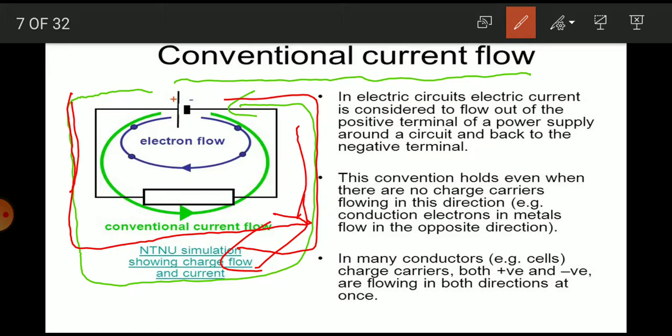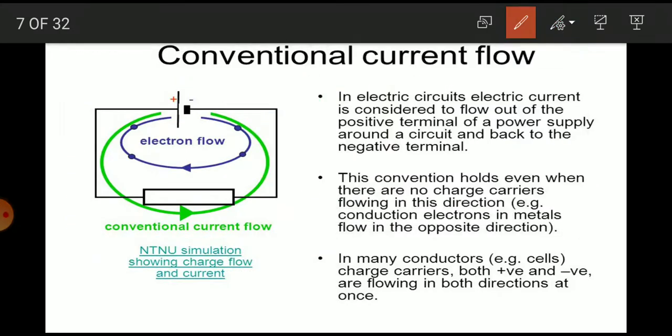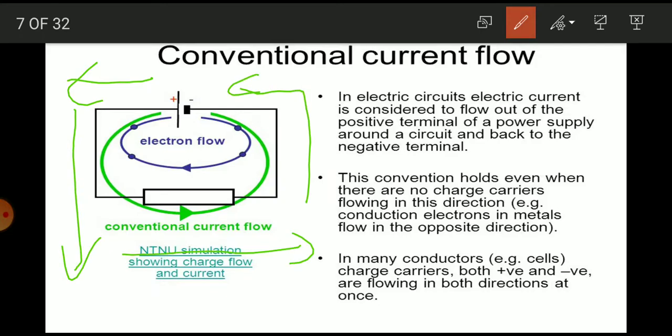Conventional current flow is from the positive terminal to the negative terminal of the battery. This will be the direction of flow from positive to negative terminal of the battery. In an electric circuit, electric current is considered to flow out of the positive terminal of a power supply to the negative terminal of the battery. There are no charge carriers actually flowing in this direction.